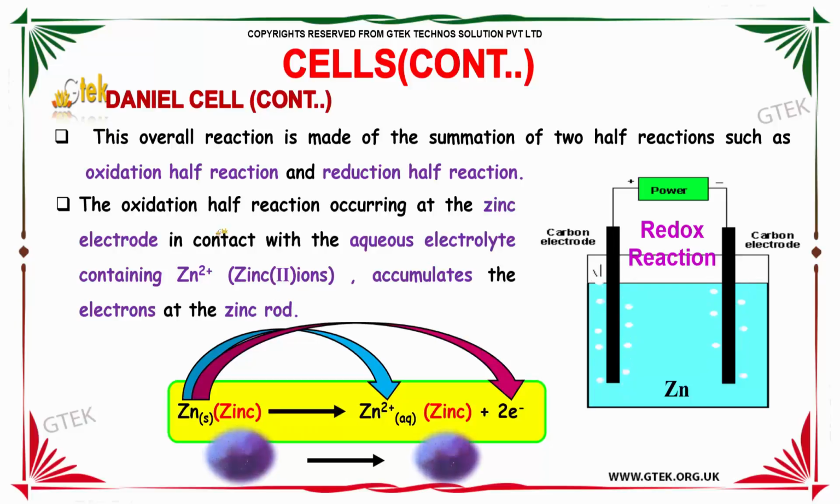half reaction. If you see here, the oxidation half reaction occurs at the zinc electrode in contact with the aqueous electrolyte containing zinc 2 plus ions, that accumulates the electrons at the zinc rod. So this is the reaction: zinc, in solid form, gives zinc ions in aqueous form plus electrons, the release of electrons.